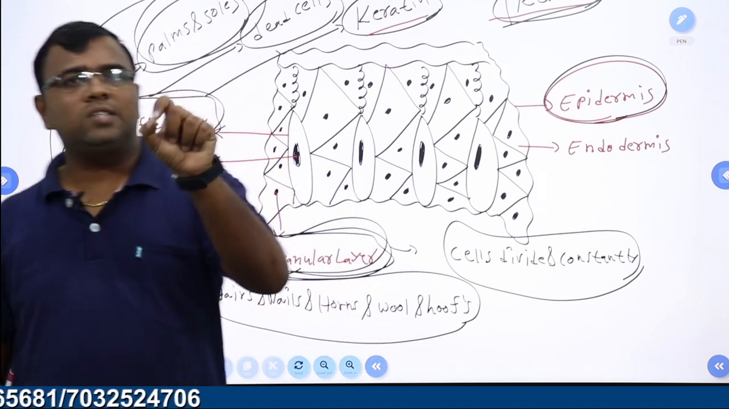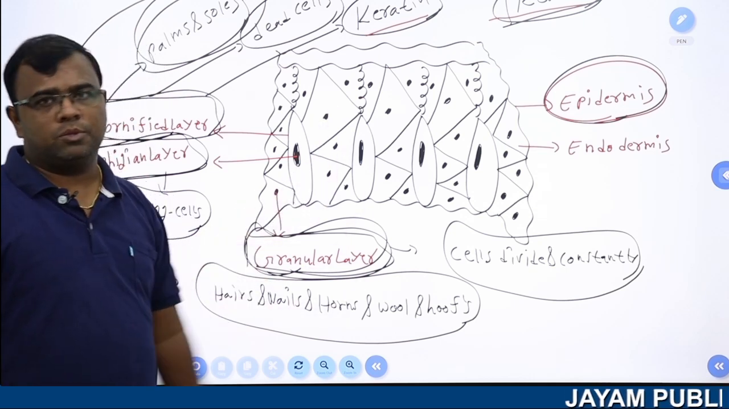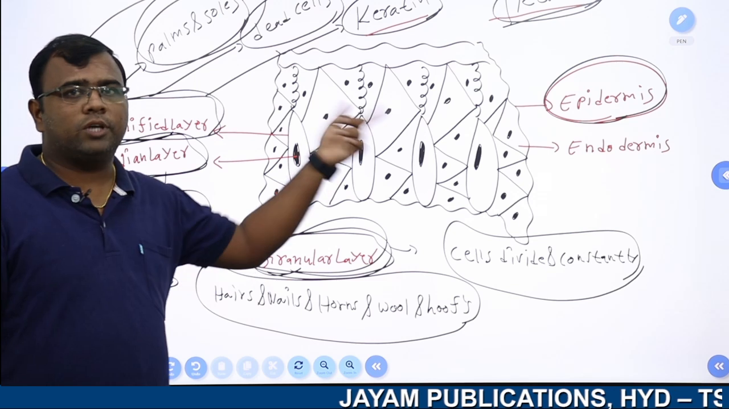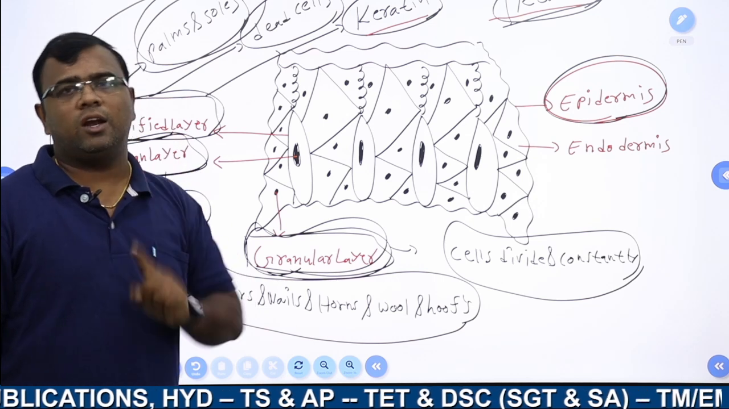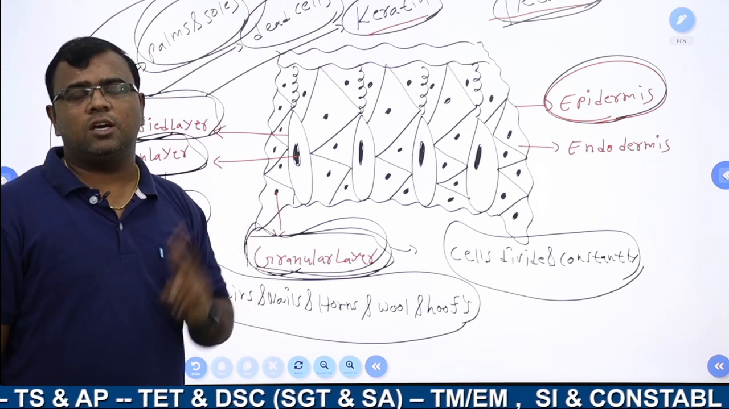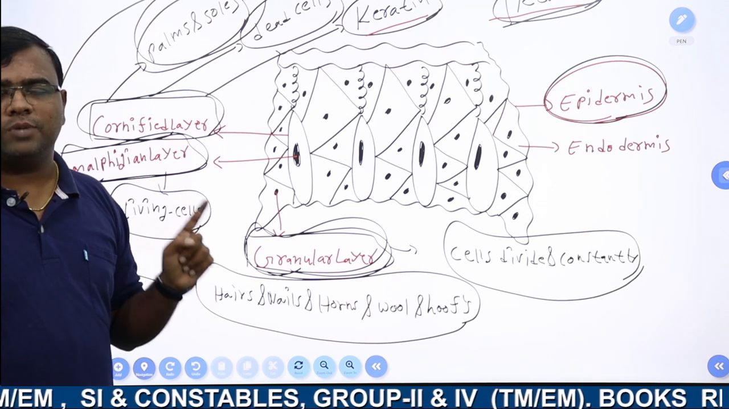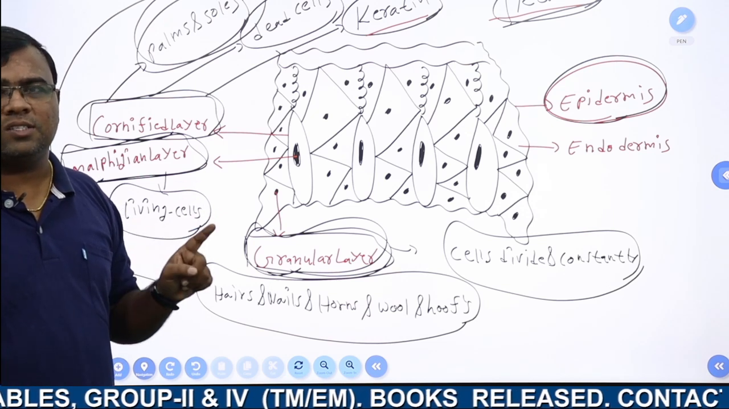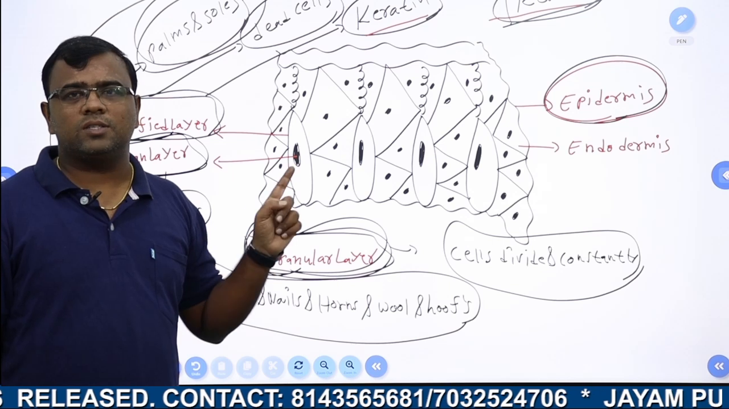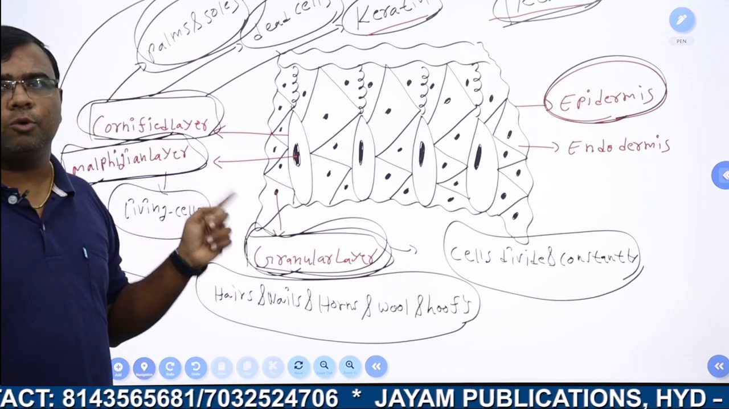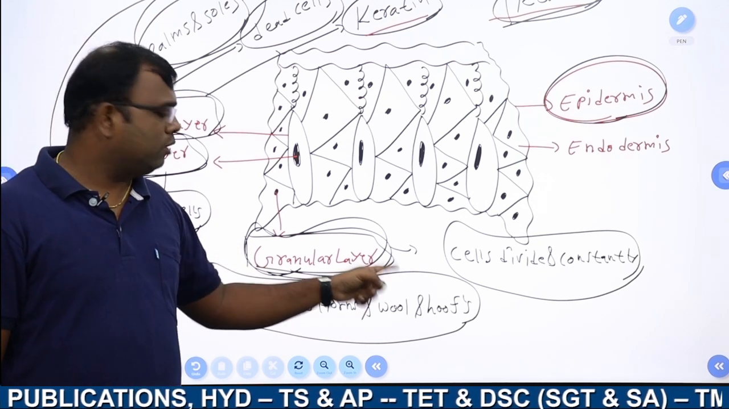The granular layer's function is that cells divide constantly. This is the third layer of the epidermis. Once again I am explaining the epidermis. The epidermis has three layers. The first is the cornified layer, the second is the Malpighian layer, and the third is the granular layer. The cornified layer is present in palms and soles and contains dead cells. It has one protein called keratin, which is present in hairs, nails, horns, wool and hooves also.